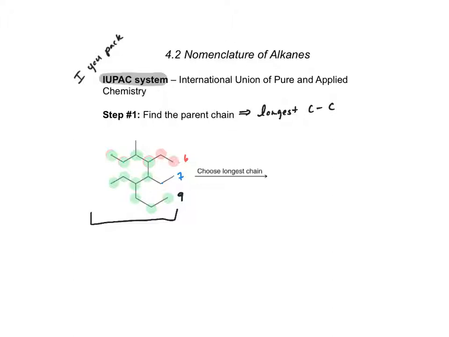So we would go ahead at this point, and we would identify that chain. I like to circle things just to make it easier. Step number 1, find the parent chain. That's going to be the longest consecutive carbon-carbon chain. Step number 2, we're going to name that parent chain. The name of this parent chain is going to depend on the number of carbons that it contains in length. So right now, our parent chain has 9 carbons.